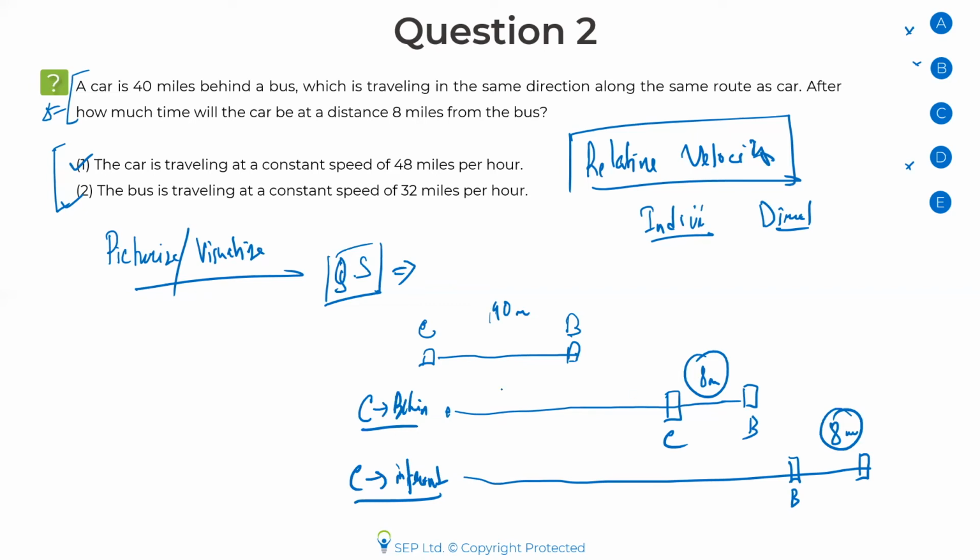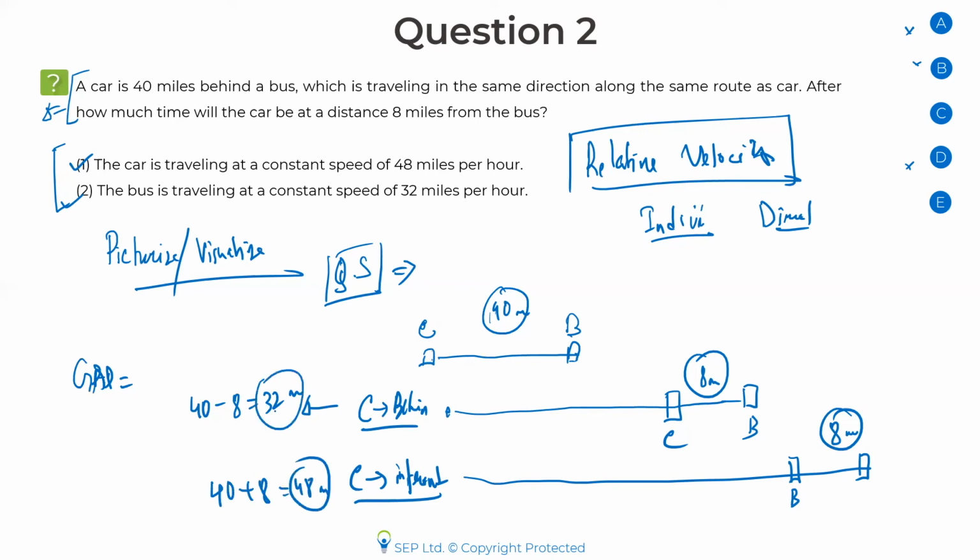Now, you know the concept of gap, right? Now what is the gap here? If you have gone through the videos, you must know the concept of gap. So here, the car was 40 miles behind and it is now 8 miles behind. So the gap coming from this scenario is 40 minus 8, which is 32 miles. However, for the second scenario, it is 40 plus 8, which is 48 miles.